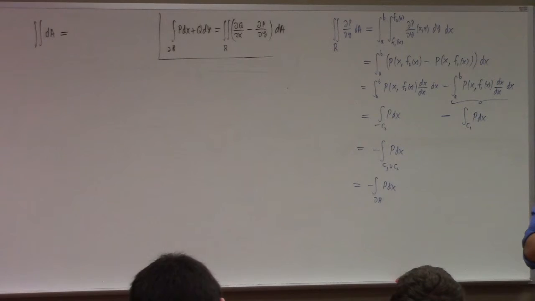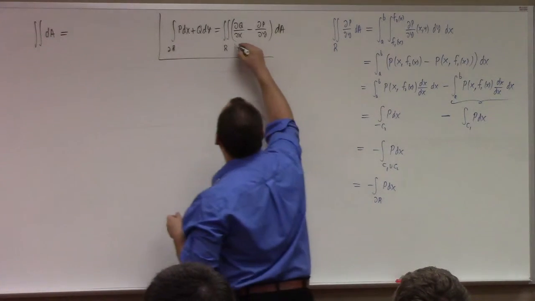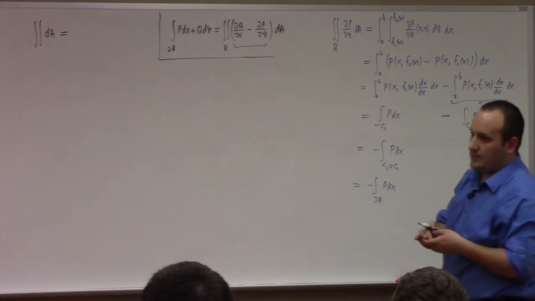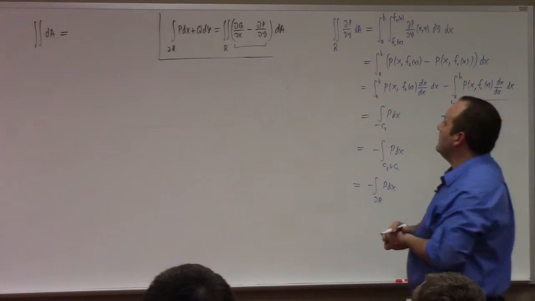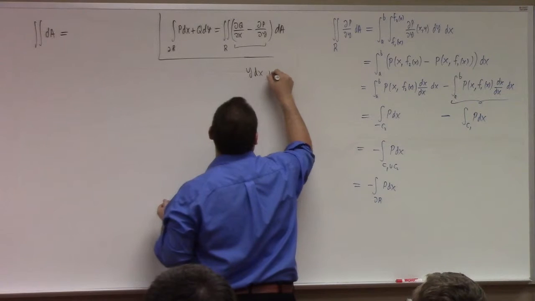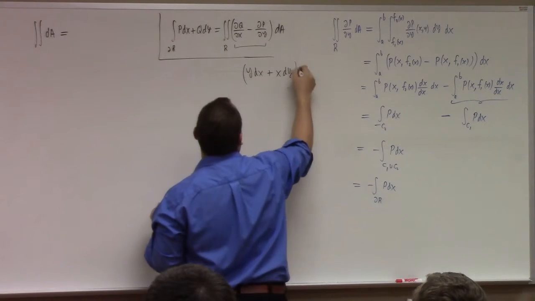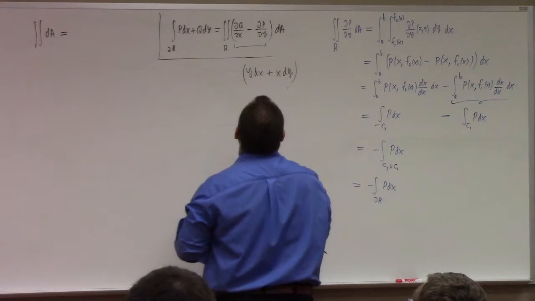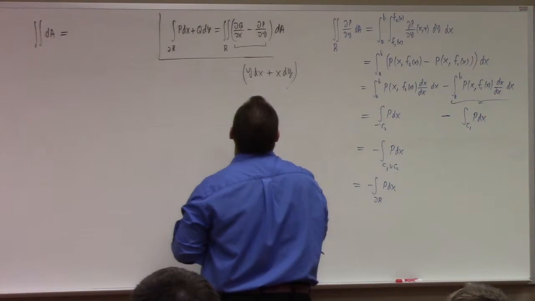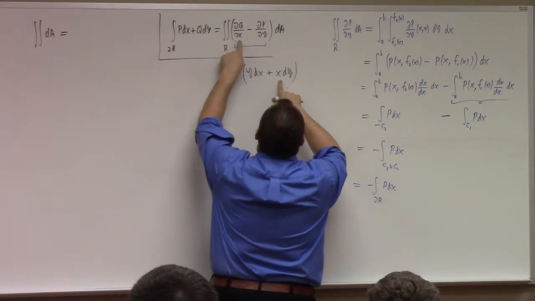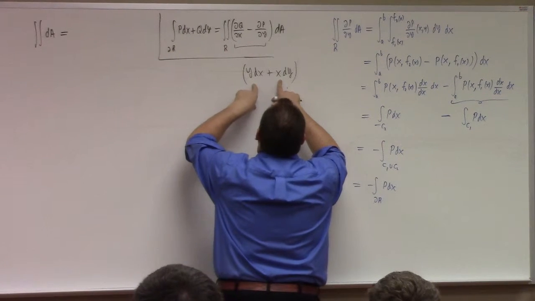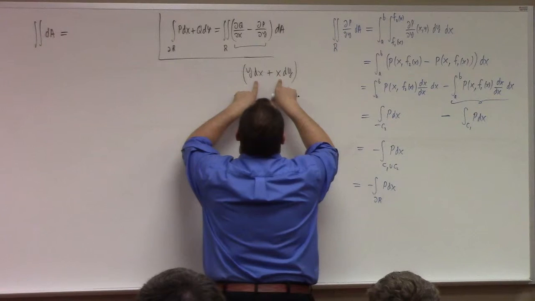There are infinitely many choices. I just want one. How can you make this be 1? Y dx plus x dy. But that will give me 0, won't it? That would be 1 minus 1, that would be 0.